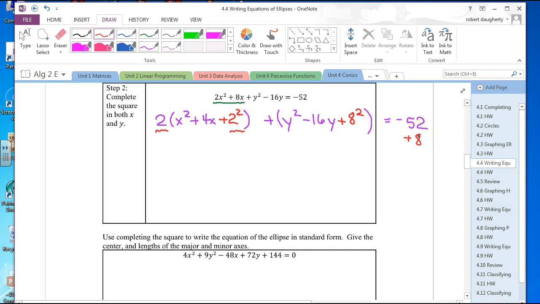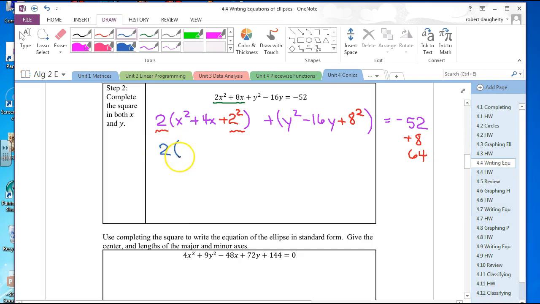This one I don't have that difficulty. This is just adding what? 64. Okay. So whatever I do to the left side of the equation, I have to also do on the right. Now the beauty of completing the square is this gets really simple in a hurry.